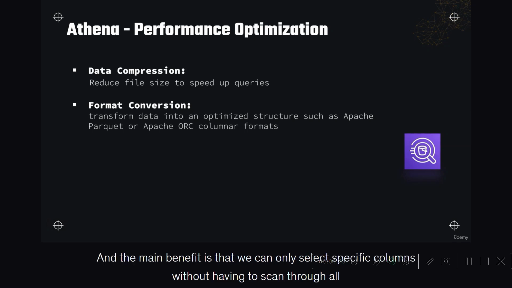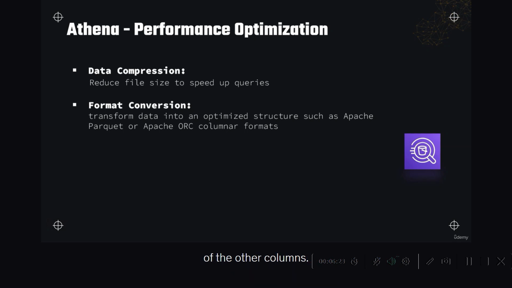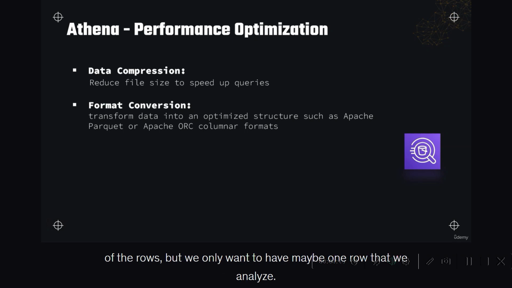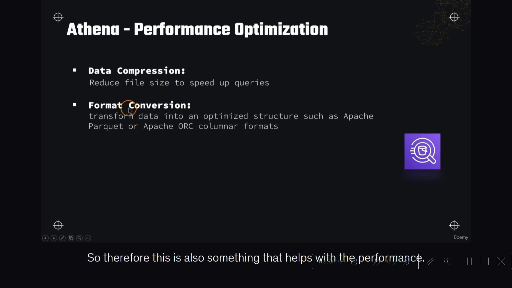And the main benefit is that we can only select specific columns without having to scan through all of the other columns. So if it would be stored in a row format like CSV, for example, we would have to scan through all of the rows, but we usually only want to analyze maybe one column. That is something that is more common for analytical purposes. So therefore, this is also something that helps with the performance.